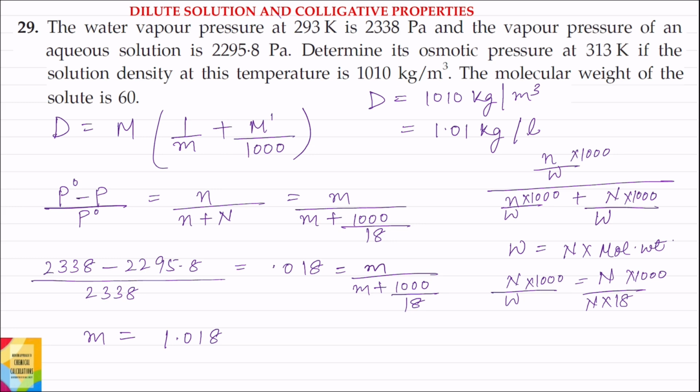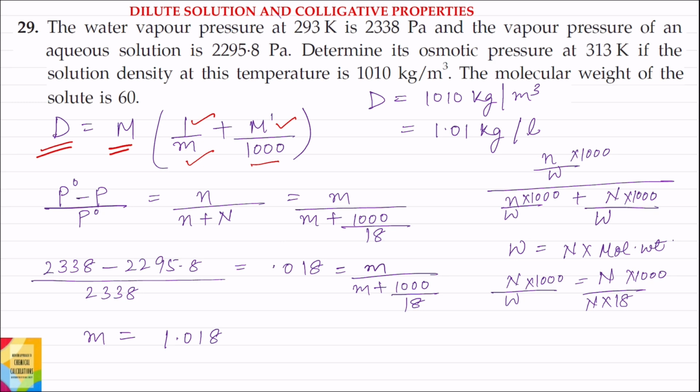The water vapor pressure at 293 Kelvin is 2338 Pascal and the vapor pressure of an aqueous solution is 2295.8 Pascal. Determine its osmotic pressure at 313 Kelvin if the solution density at this temperature is 1010 kg per meter cube. The molecular weight of the solute is 60. Now applying the formula, density of solution is equal to molarity into, in brackets, 1 divided by molality of the solution plus M, the molecular weight of the solute, divided by 1000.